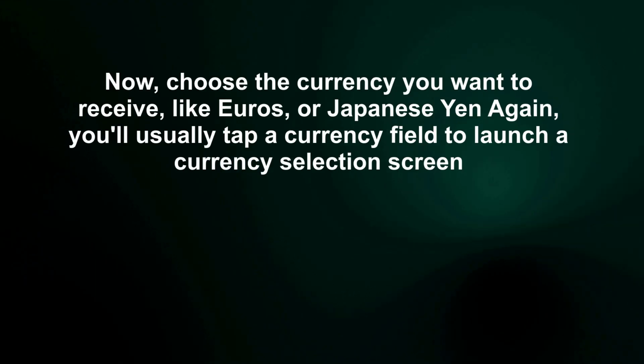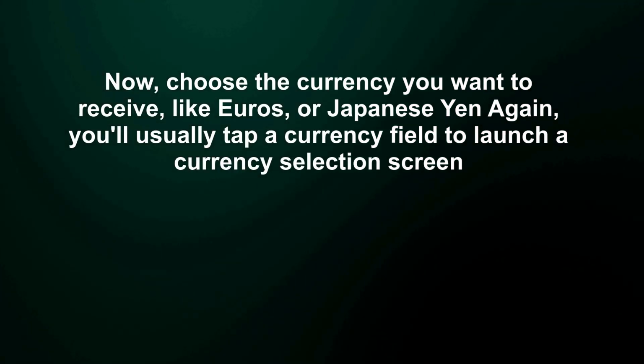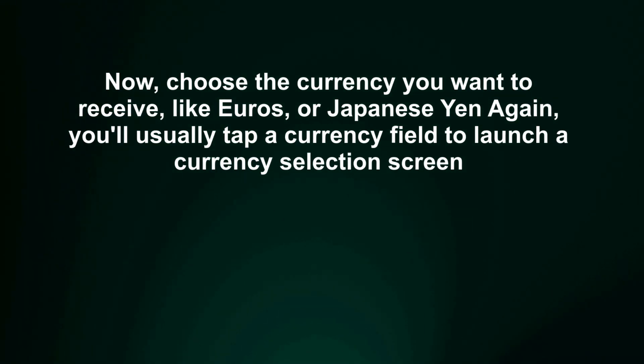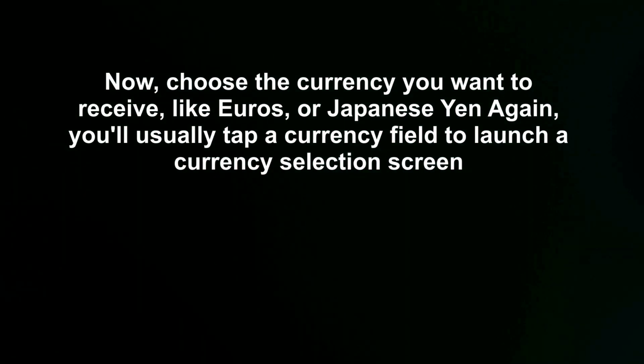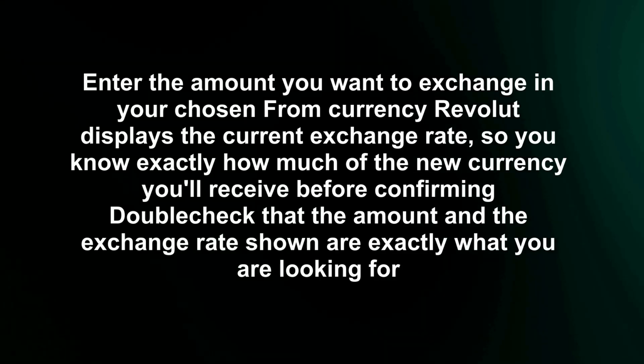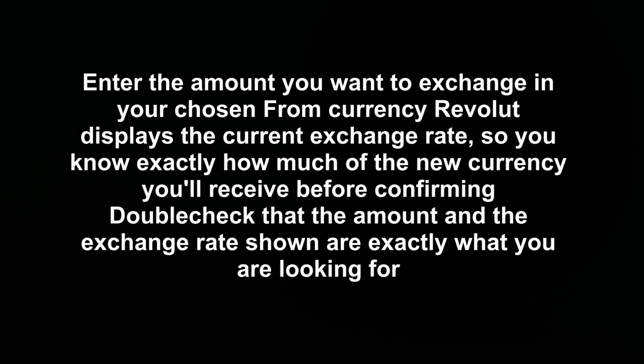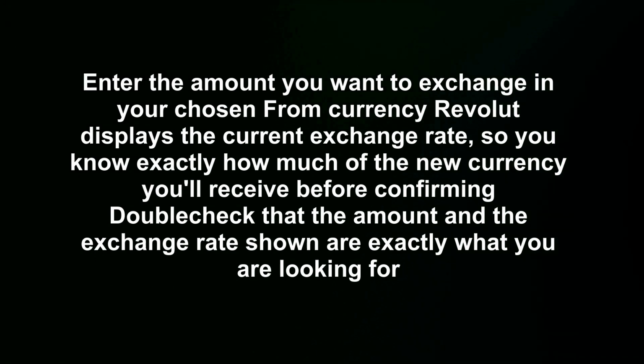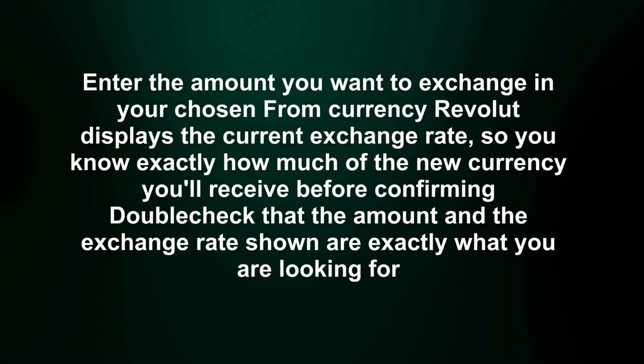Now, choose the currency you want to receive, like euros or Japanese yen. Again, you'll usually tap a currency field to launch a currency selection screen. Enter the amount you want to exchange in your chosen from currency. Revolut displays the current exchange rate, so you know exactly how much of the new currency you'll receive.